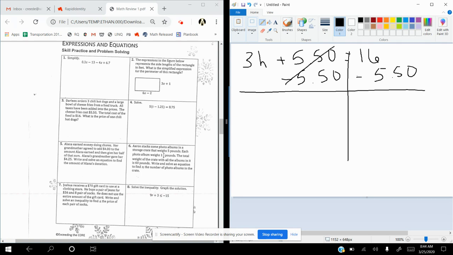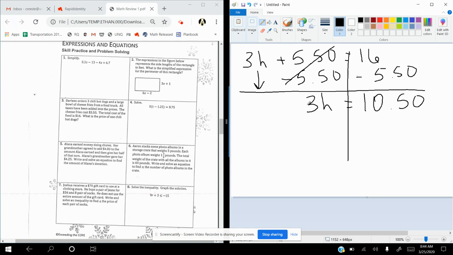$5.50 subtract $5.50 can be 0. I'm going to bring that 3H down because that's just what's left. And 16 subtract $5.50 is going to be $10.50. Okay, just like the problem we just did a minute ago on the first page, number 5, we got to get rid of that coefficient.